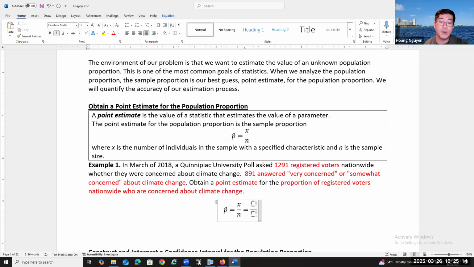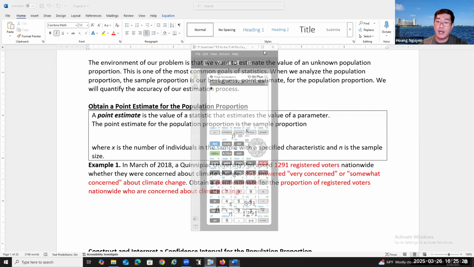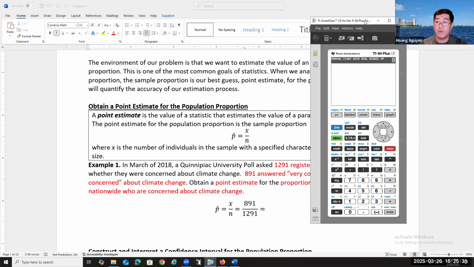Based on the question, the number of people who are concerned about climate change is x, so x equals 891, and the sample size is 1,291. We're going to use a calculator to approximate the proportion of individuals who are concerned about climate change. So 891 divided by 1,291 is approximately 0.6902.